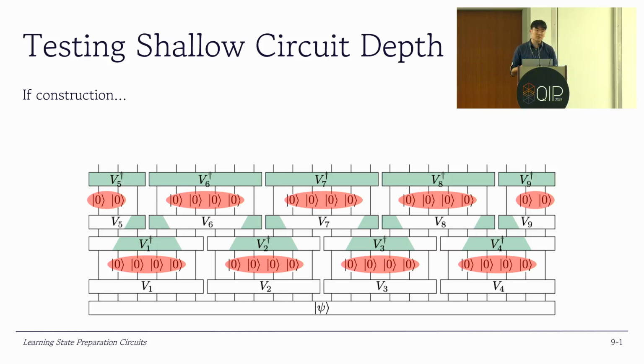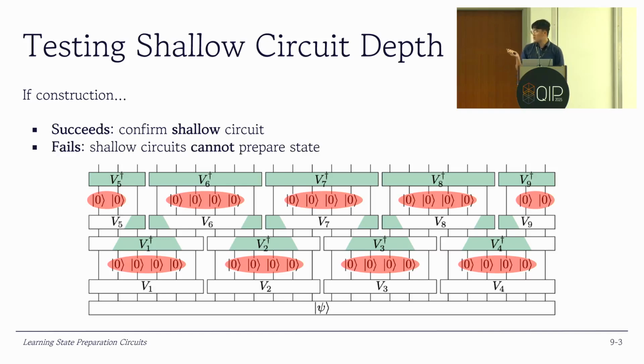And then as for testing whether the circuit is shallow or not, if this construction succeeds, well, by explicitly constructing such a shallow depth circuit, we show that indeed the preparation circuit should be shallow. Versus if it fails, then there is a rigorous guarantee inside the paper itself that confirms that shallow circuits cannot prepare this state. So basically, if the construction succeeds, the preparation circuit should be shallow, otherwise it's not.